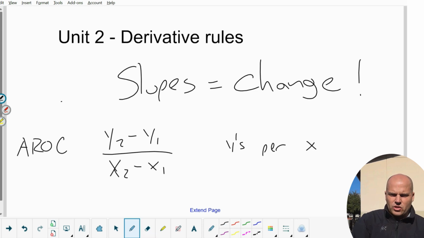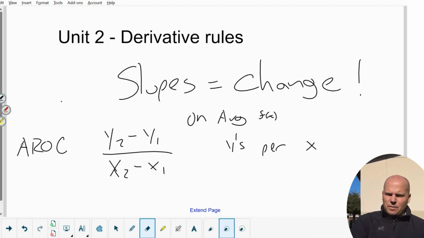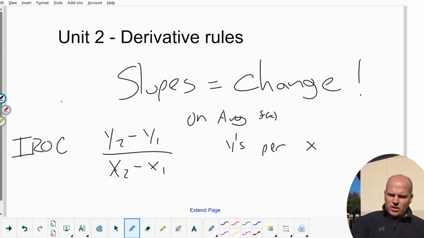Average rate of change is just the slope of 2 points connected with each other, the slope of the secant. And we would say on average, the function is increasing or decreasing based on whether this is positive or negative, this many y's per x over an interval, wherever the interval is. And then we talked about how we could find the slope at a point, or the instantaneous rate of change.